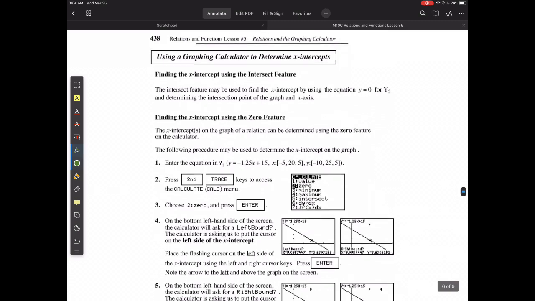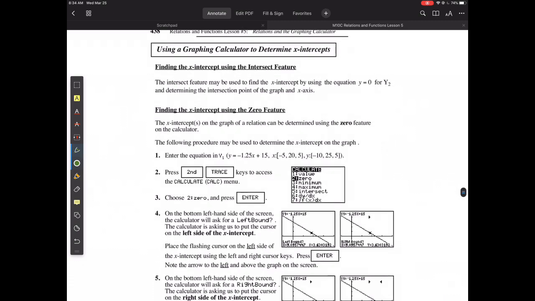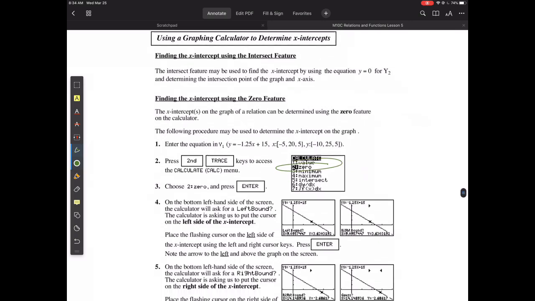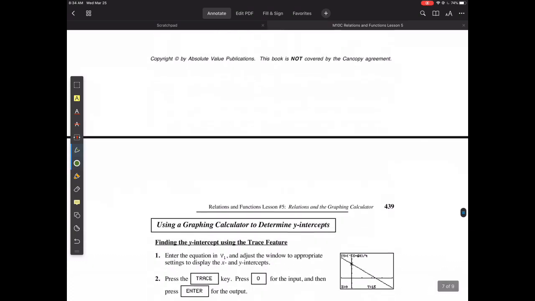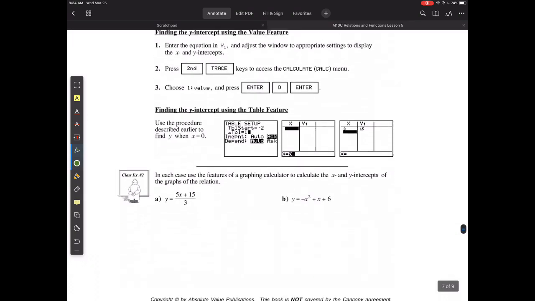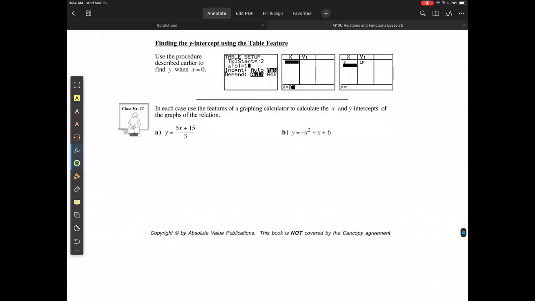Okay, here it's talking about the intercepts. Remember that in the TIs it's going to say zeros, in the Casios it's just going to call them roots. Still going to be doing the same process. When you do example 2, in each case, use the features on a graphing calculator to calculate the x and the y intercepts of the graph. Well, if you're doing this properly, then the x-intercept for the first one should be negative 3, and the y-intercept is going to occur at 5.